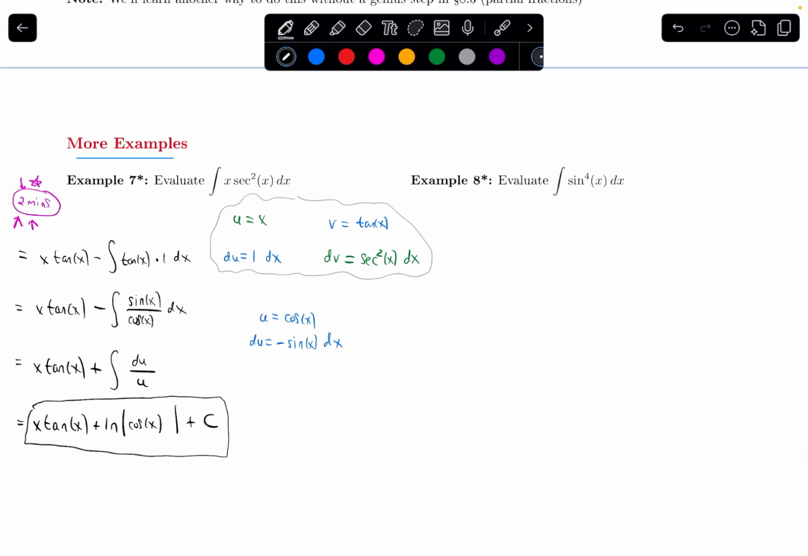Okay, let's try another practice problem. For this next one, I got the integral of sine to the 4th of x. And again for this, I first want to have you pause the video for 2 minutes to try this.